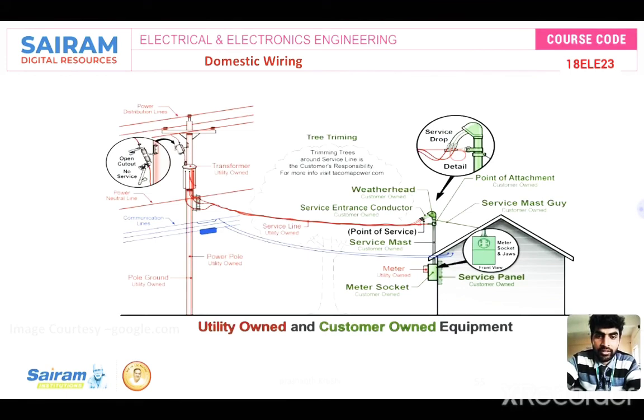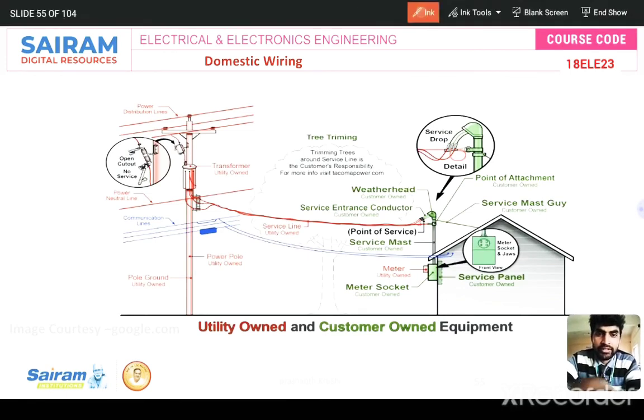Let's see another main concept, service mains. It comes under the domestic wiring part. These are transmission lines, the cable is present, and here there is a step-down distribution transformer that converts 11 kilovolts into 415 volts, or 230 volts plus or minus 5% tolerance if it is single phase.